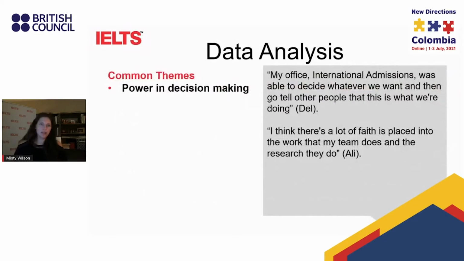Now I want to walk you through each of those sub-themes and some of the data that supports that, some of the quotations that support these themes, and then I'll take you through my findings. So I found that in terms of the power of the decision-making, only 2 participants used the word autonomy when describing their role in the decision to accept an English test. But it was clear that there's a great deal of autonomy. So Dell says, my office was able to decide whatever we want and then go tell other people that this is what we're doing. Ali said, I think there's a lot of faith that's placed into the work my team does and the research that they do in choosing tests.